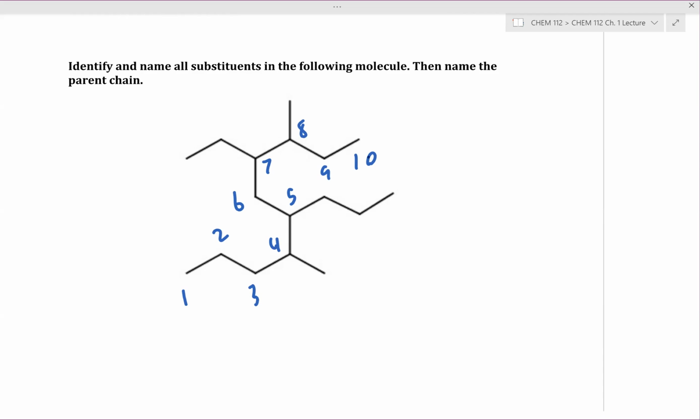But we're not done counting. In addition to counting from left to right, or from one side of the chain to the other, you also want to write a set of numbers going in the opposite direction because we want to minimize our carbon locant numbers.